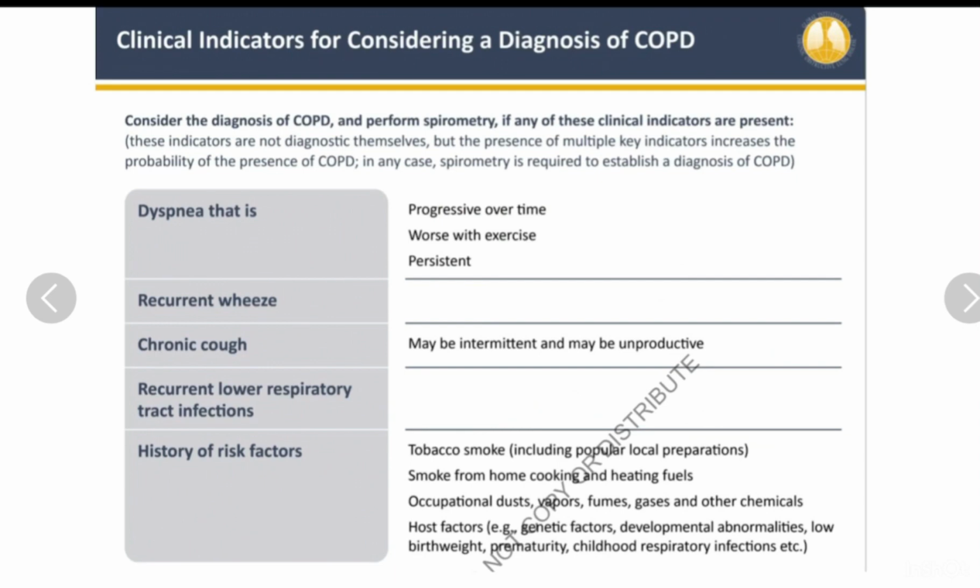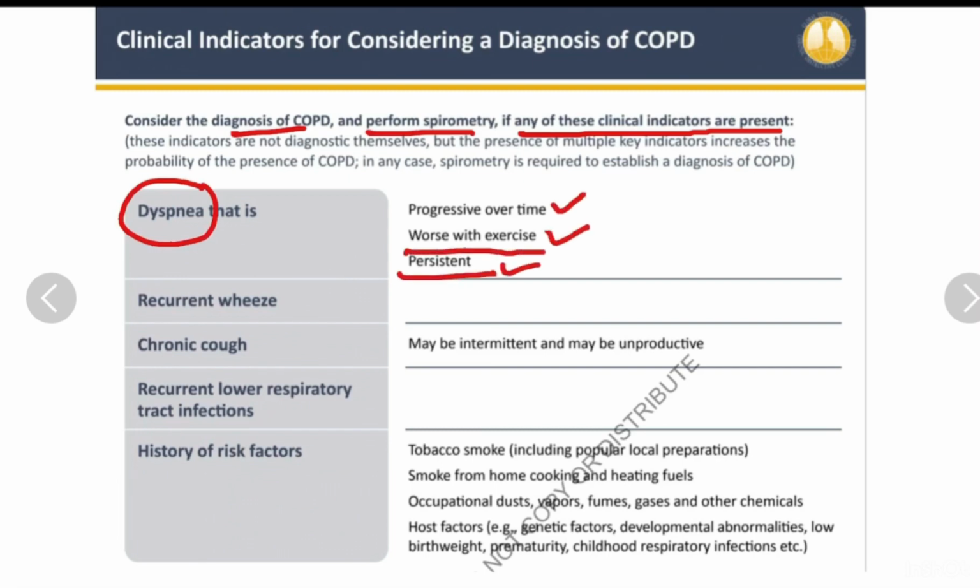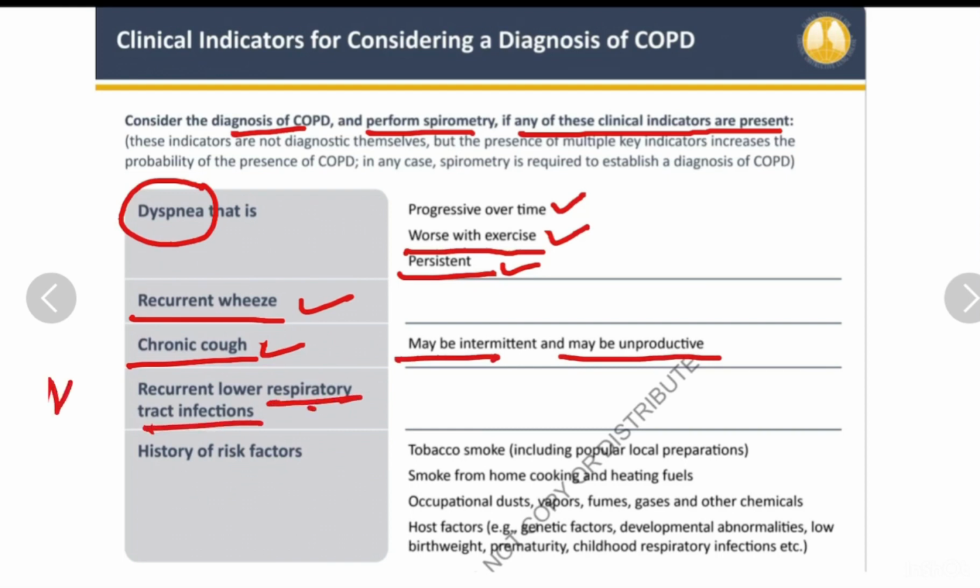If you are suspecting symptoms of COPD, then we have to perform spirometry if any of these clinical indicators are present. So what are these clinical indicators? If dyspnea is there, it should be progressively increasing over time, worse with exercise, and persistent. Recurrent wheeze should be there. Chronic cough may be intermittent or unproductive. History of recurrent lower respiratory tract infection is there.